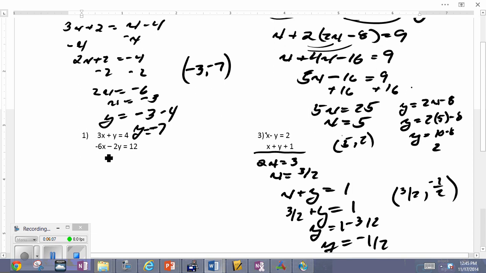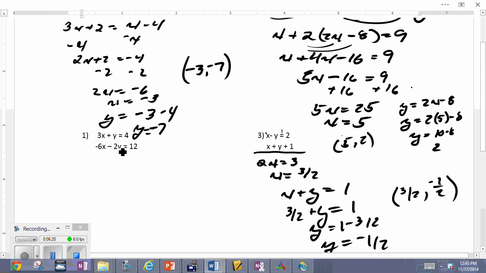Now, I'd like to try that here, but if I try it, nothing drops out. See, the reason why when I added column for column over here was because I had opposite values of y. I don't have opposite values of y here, okay?